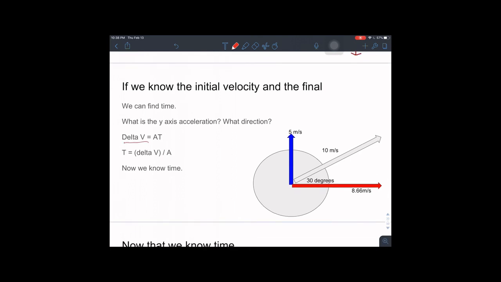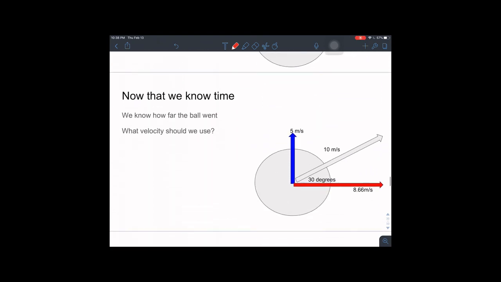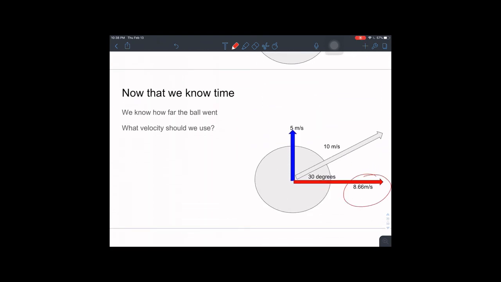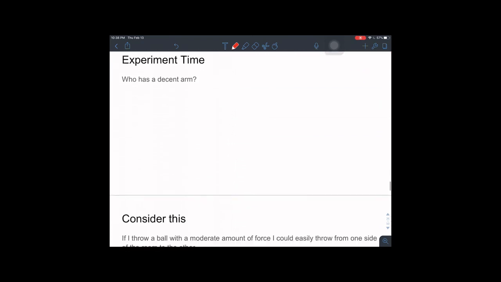Once we find our delta velocity, we can simply divide by our gravitational acceleration, 9.81, to find the time. And then once we know time, we can use the x velocity to see how far that ball goes once it was launched.